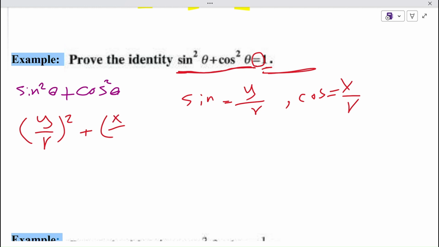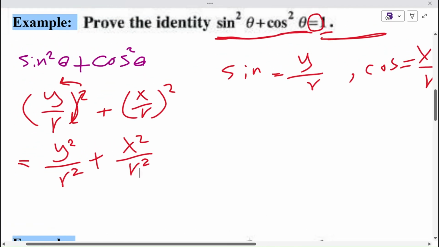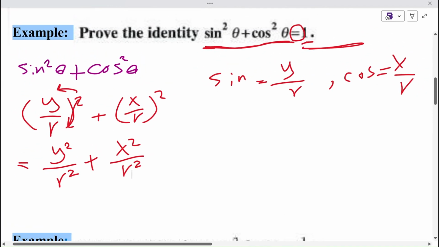Solve it. We can distribute this square into the brackets. This becomes y squared over r squared plus x squared over r squared. Guys, here we have two fractions. We have to add them. We have the same denominator, so just write one denominator, r squared. Then add the numerators, y squared plus x squared. Now stop here.